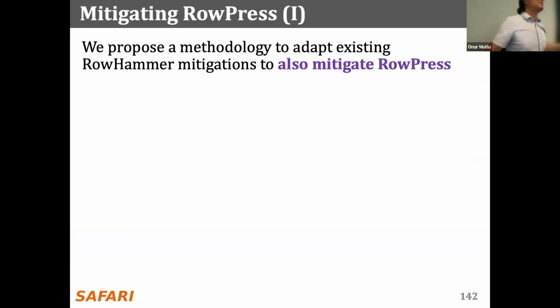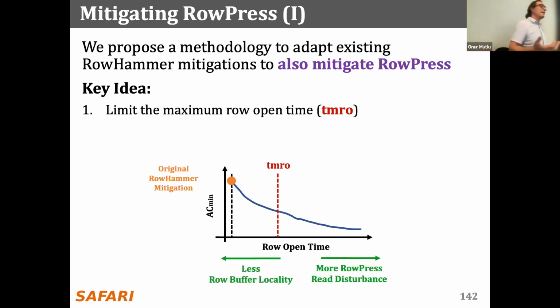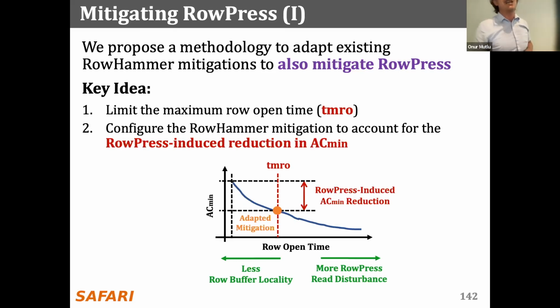Okay, so how do you fix this problem? Clearly, you can fix it by adapting the RowHammer mitigations, and that was our proposal. There are other fixes that you can discuss, like changing the DRAM, etc., that we also discuss in the paper, but I'm not going to discuss here. But if you already have a RowHammer mitigation in place, the key idea here is to limit the maximum row open time first. Don't make it infinite or 70.2 microseconds. Make it something small so that you can exploit some row buffer locality, at least for performance. But configure the RowHammer mitigation.